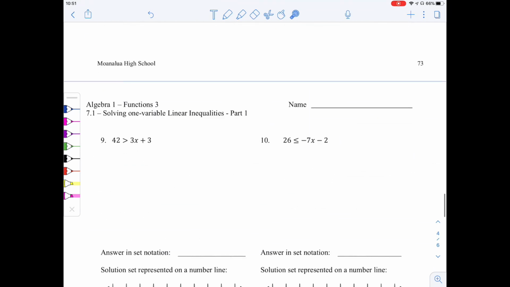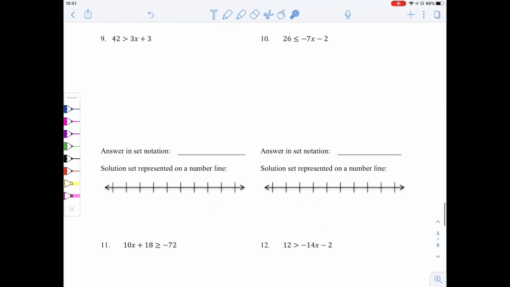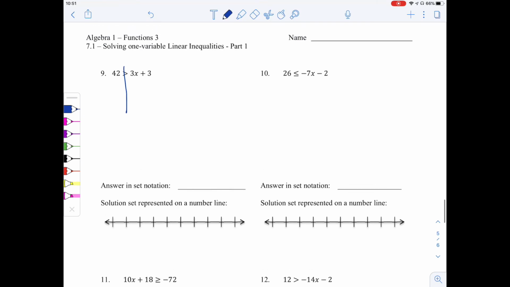Okay, let's do 9 and 10. A couple examples here. So this one looks different because your x is on the right, right? So we want to get it over to the left side to make it a little bit easier, okay? So we can start solving that and do it that way. But what we want to do is just take everything on the right and everything on the left and just swap it. Okay, so we're going to swap it or flip it. And since we're swapping that or flipping it, we also have to flip our symbol here.